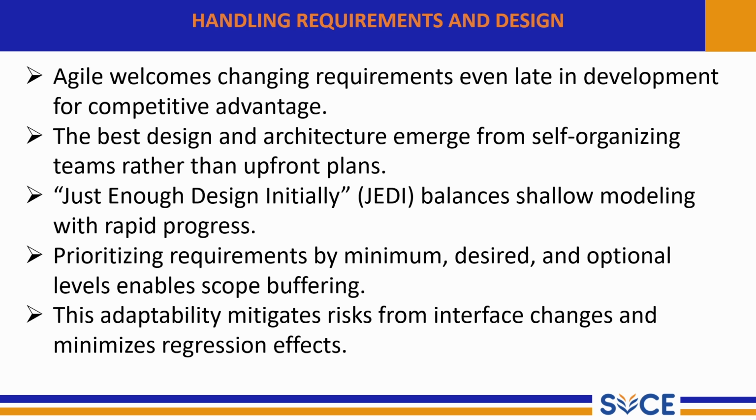Prioritizing requirements by minimum, desired, and optional levels enables scope buffering. In Agile, requirements are categorized as minimum, that is must-have features, desired, important but not critical, and optional, nice-to-have features. This helps teams focus on delivering the most important features first and manage changes easily without delaying the project. This adaptability mitigates the risk from interface changes and minimizes the regression effort.